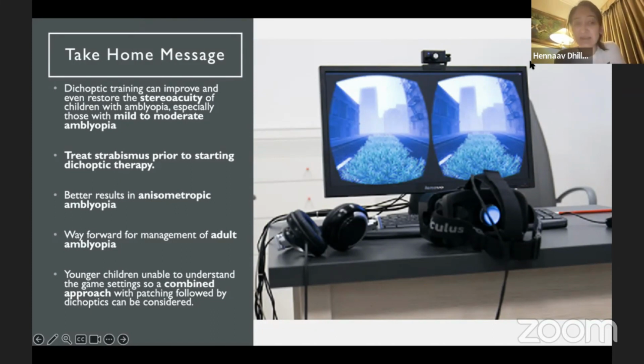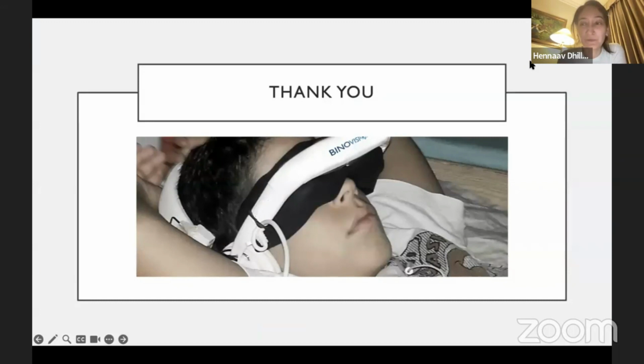There are better results seen in anisometropic amblyopia compared to stimulus deprivation amblyopia. It is the way forward for management of adult amblyopia and older children. It may not be very effective in younger children as they don't understand the game settings. So a combined approach with patching may be considered in the younger age group, less than 6 years of age.